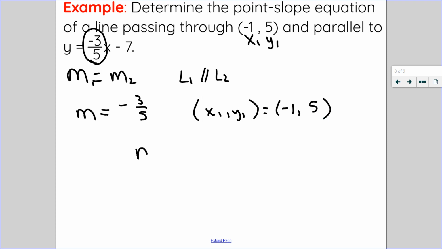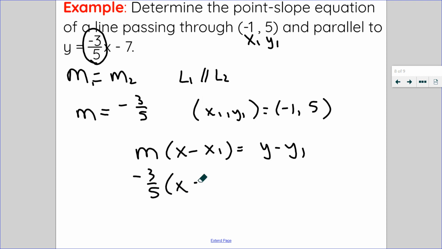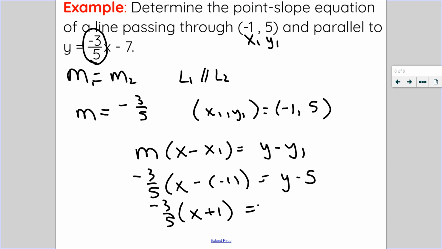So let's use our formula. So m times x minus x1 equals y minus y1. So negative 3/5 x minus negative 1 equals y minus 5. So I would have negative 3/5 x plus 1 equals to y minus 5. And I will leave it like that. That is point slope form. Okay, so to wrap this up, the important part about both of these methods is, in fact, the slope.